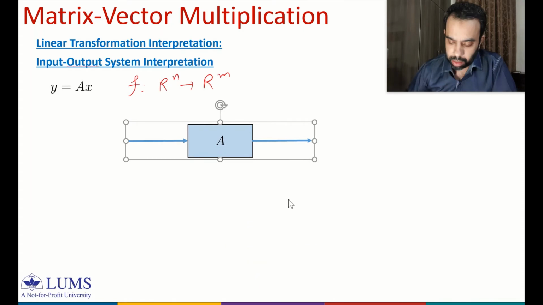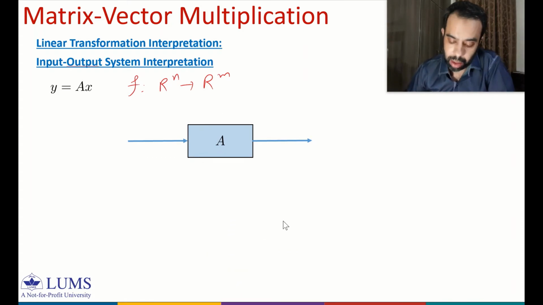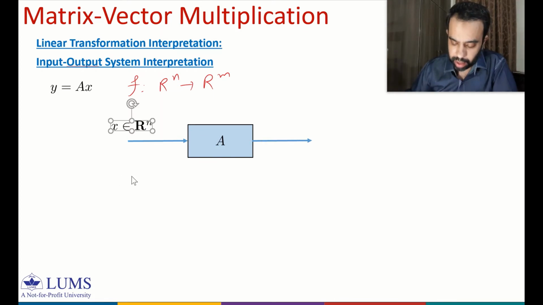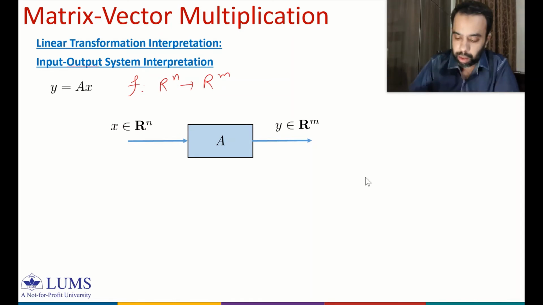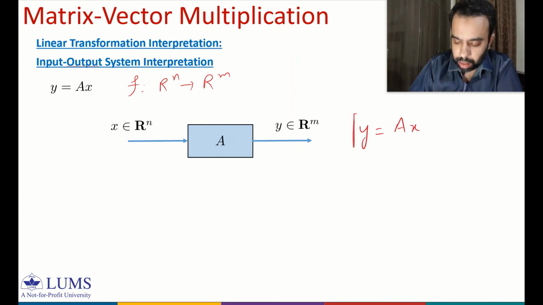Or if we interpret it as an input-output system, let me represent it using this system level diagram. Say we have a matrix A that defines this system, and this system has some input. The arrow pointing inwards is the input, and the arrow pointing outwards is the output. So here the input is x that belongs to Rn, and the output is y that belongs to Rm, and the relationship between output and input is linear, and that is given by y is equal to Ax.